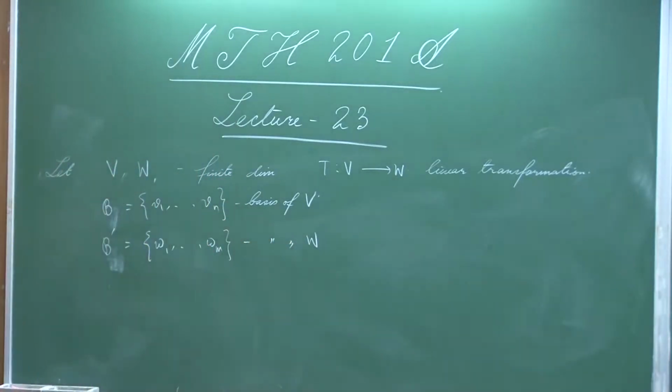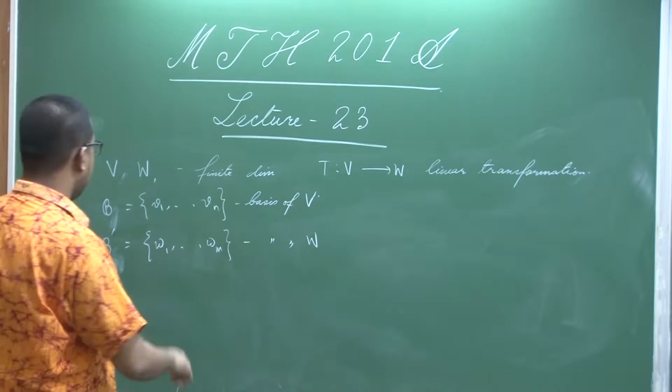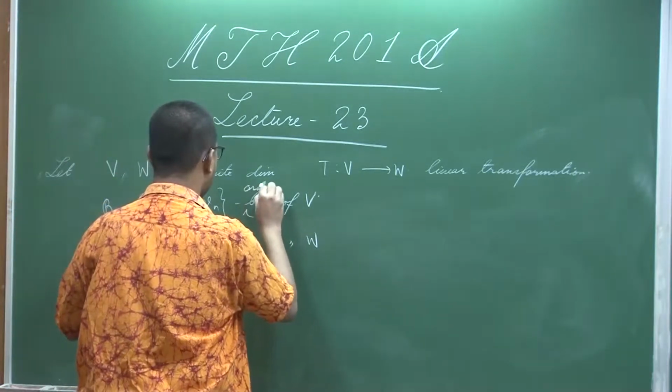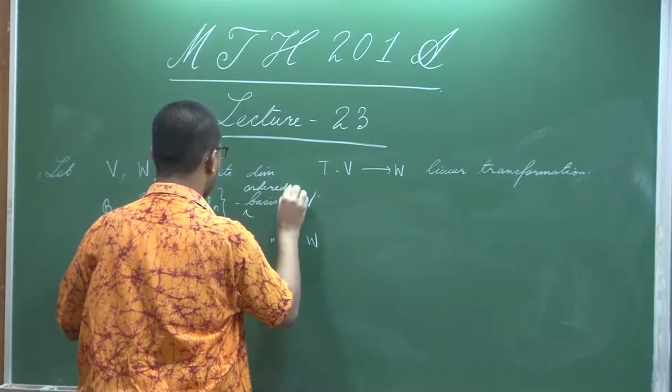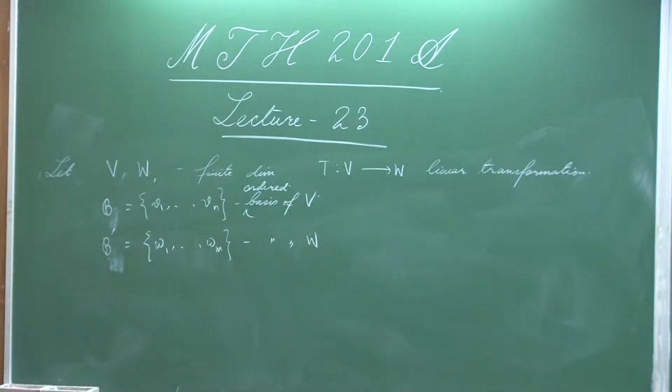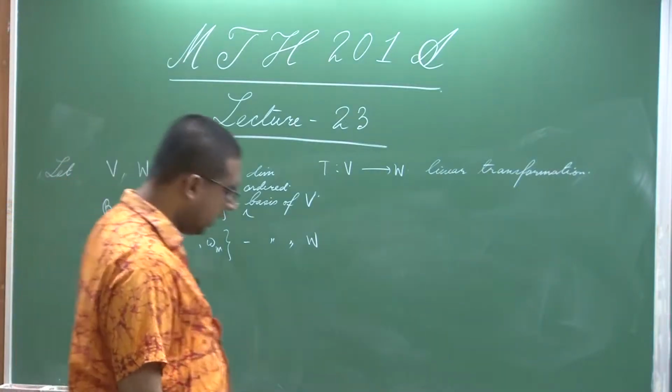Also I would like to remind you that we made some abuse of notation and agreed that when we say this is an ordered basis, then the order is imposed by the natural indexing, that is, we will regard V1 as the first vector, V2 as the second vector, and similarly Vn is the nth vector.